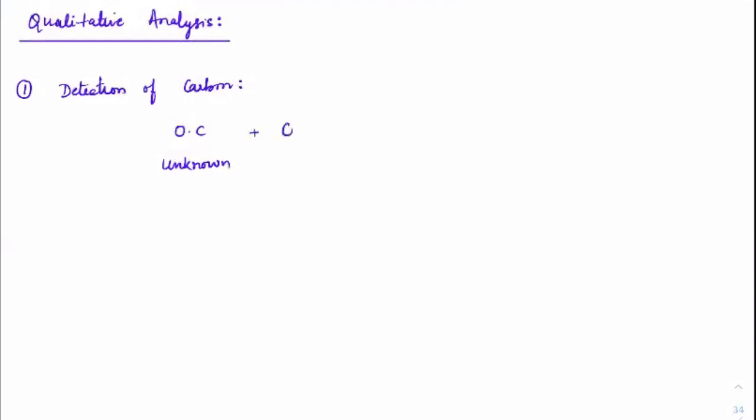So first we will do the qualitative analysis of carbon. First, detection of carbon. Now for detection of carbon, the other day what we have learned: we took an organic compound which is unknown, and if you heat it with CuO, we would get carbon dioxide gas and H2O, and Cu will get settled down. This is what we have seen earlier in Liebig's process also.